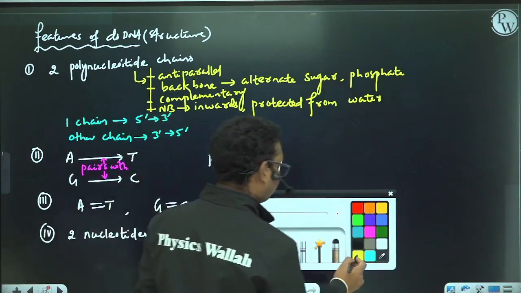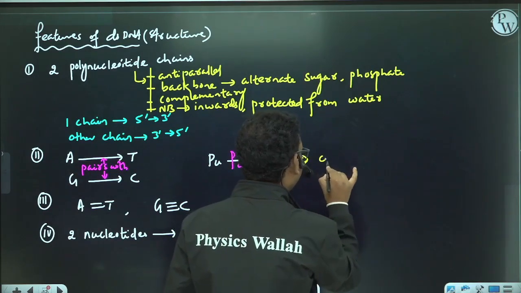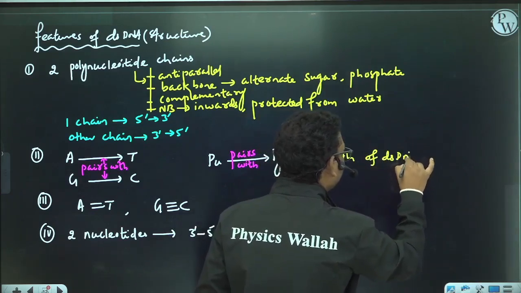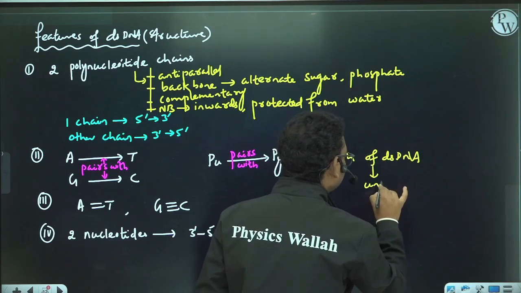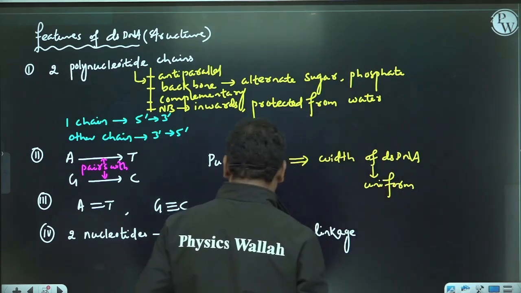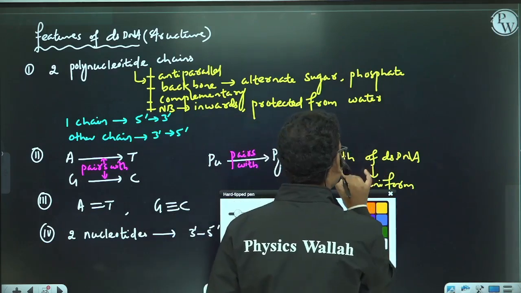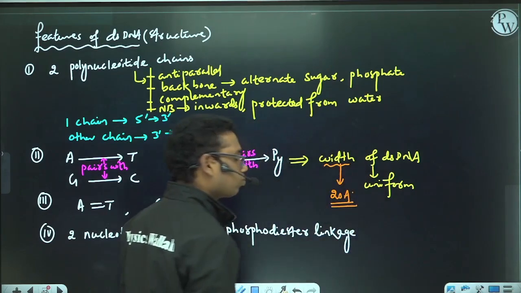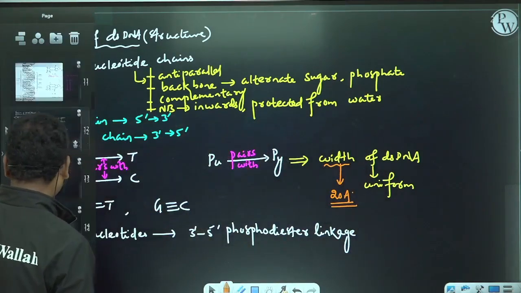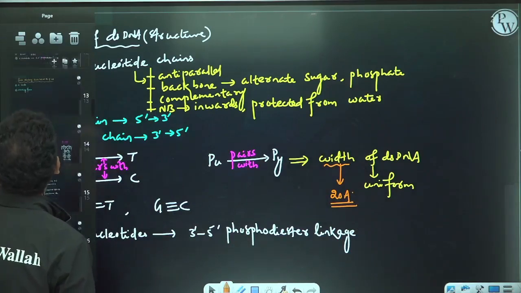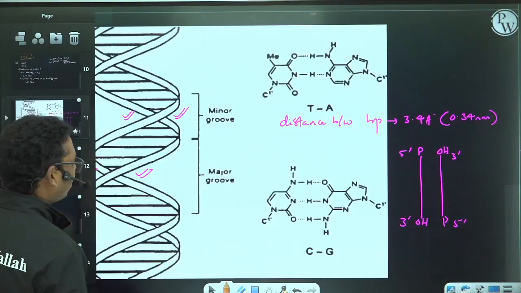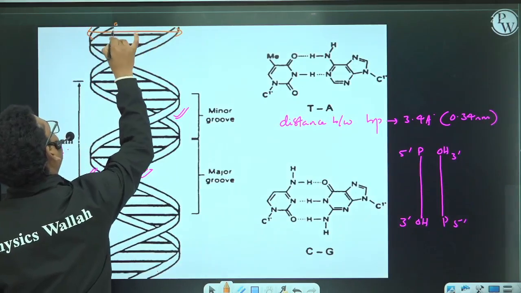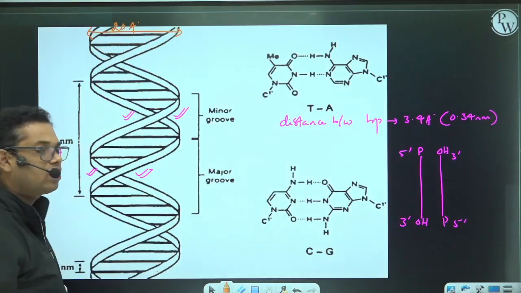And because of this, the width of double-strand DNA is always uniform. It is always uniform. And what is the width of the DNA? The width of the DNA is 20 angstrom. That means in this case, this width is 20 angstrom.